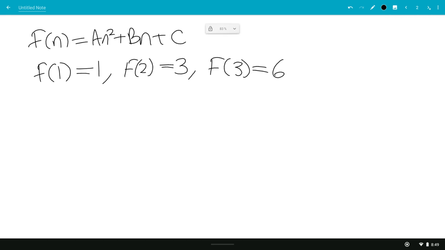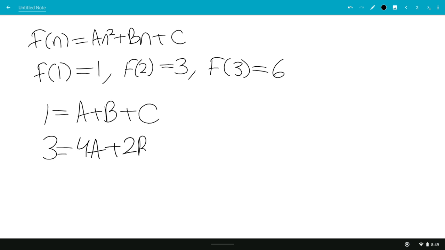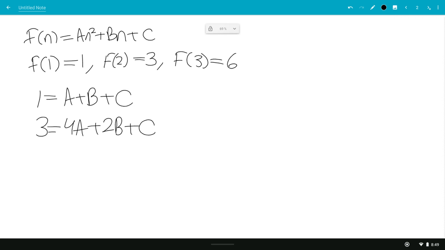So we can just plug those three values in. f of 1 will be 1, so this means that 1 is equal to, when n is 1, a plus b plus c. So f of 2 equals 3, you plug in 2 for n, so you get 3 is equal to 2 squared a, which is 4a, plus 2b plus c.